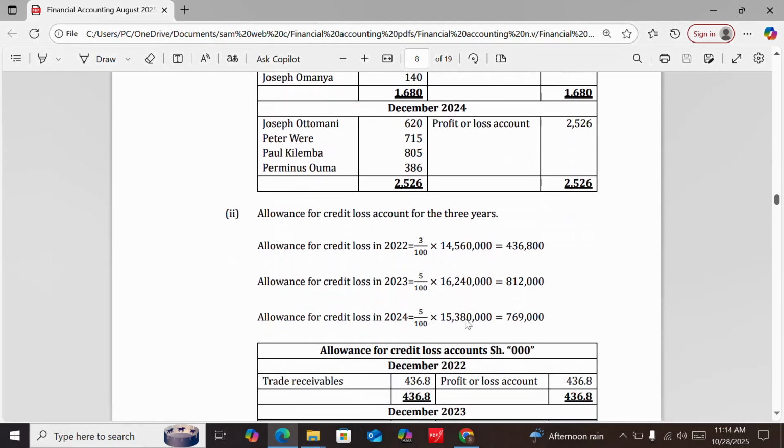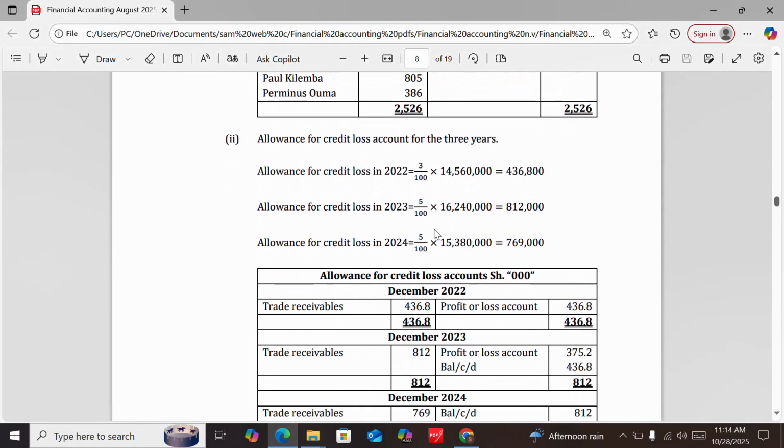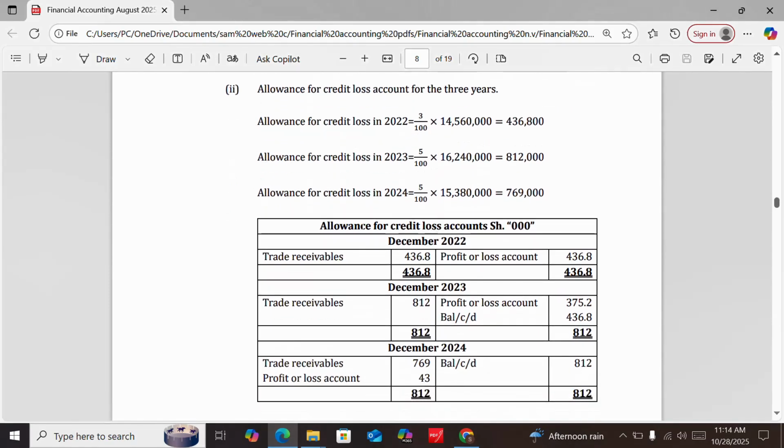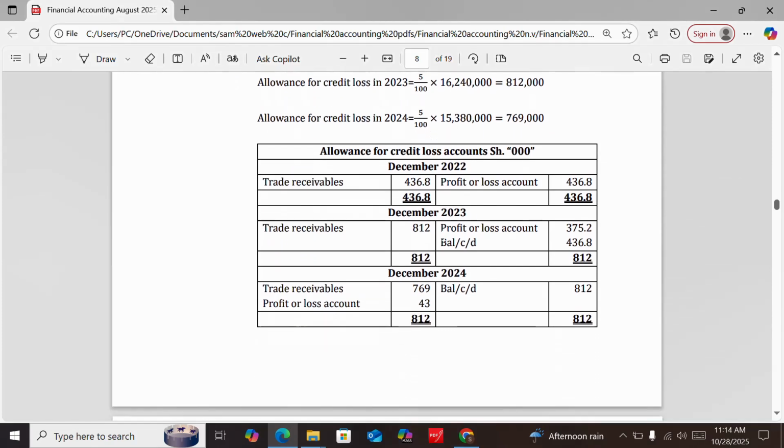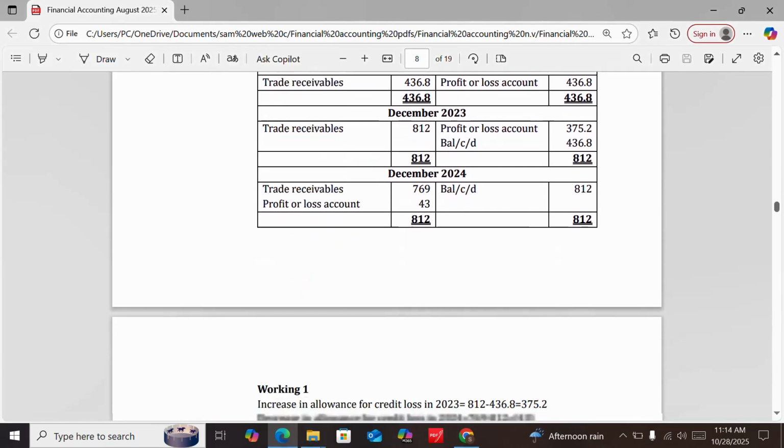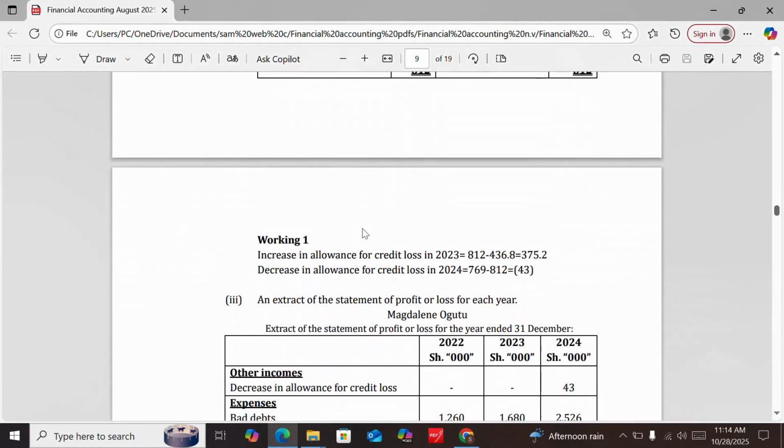Then we have Roman 2, the allowance for creditors account for the 3 years. So this is the allowance for the creditors account. Then we have working 1. This is just determining the increase in allowance for creditors in 2023, and in 2024 it was a decrease. Remember how we account for both increase in allowance and decrease in allowance.